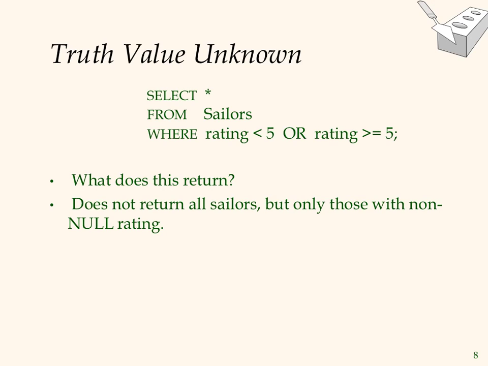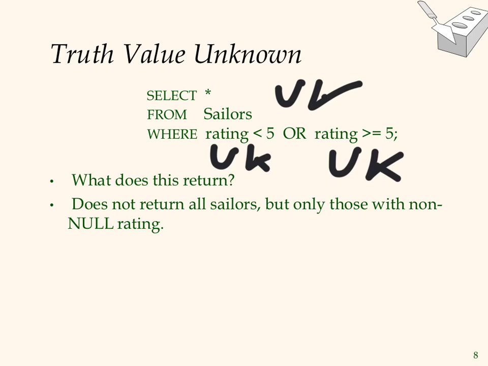So rating less than 5 is a comparison. So null less than 5 is unknown. Okay. Rating greater than or equal to 5 is also unknown, because we're comparing a null value. And then when we do unknown or unknown, if you think of lazy evaluation, well, they could both be false. Or if you think of our half rule, that's the max of a half and a half, which is a half. So this or also evaluates to unknown.